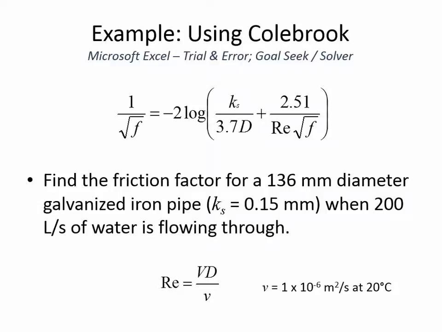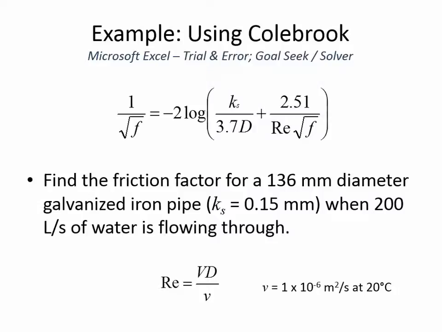And we can find the flow rate by dividing by 1,000, because there's 1,000 liters in a cubic meter. That gives us 0.2 cubic meters per second. So if Q equals VA, the continuity equation, then of course the velocity of flow through the pipe, V, will be Q divided by A.